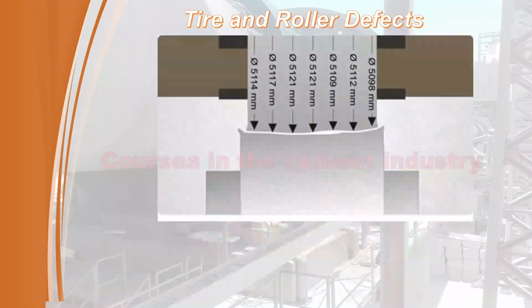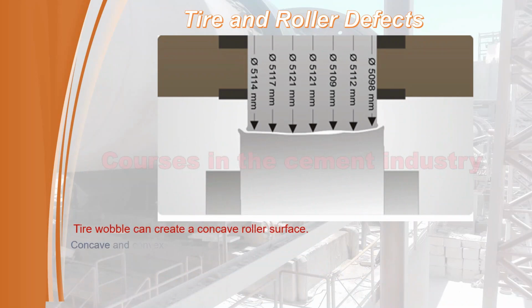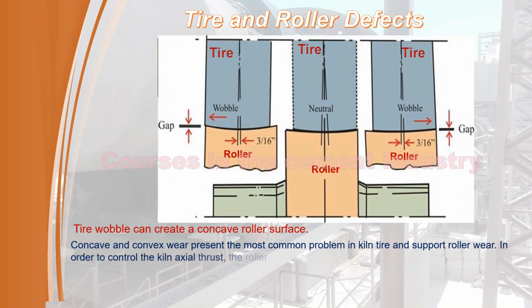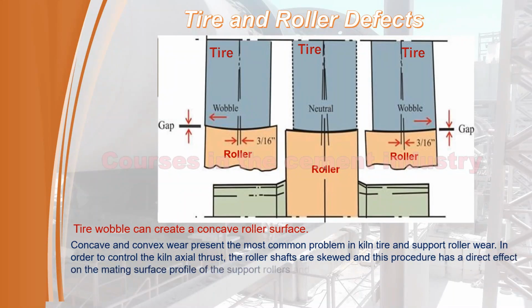See in this figure. The following is noted. Tire wobble can create a concave roller surface. Concave and convex wear present the most common problem in kiln tire and support roller wear. In order to control the kiln axial thrust, the roller shafts are skewed, and this procedure has a direct effect on the mating surface profile of the support rollers and the tire.